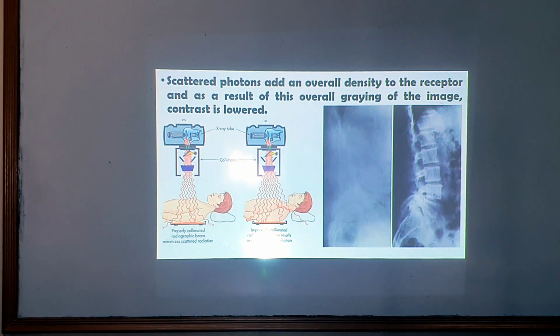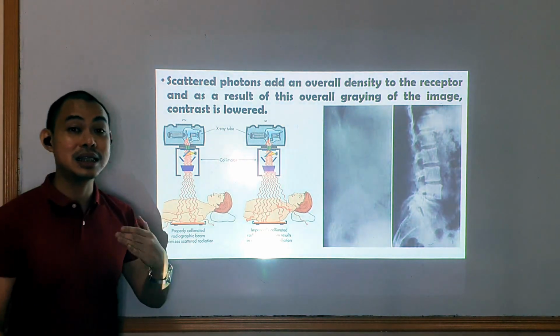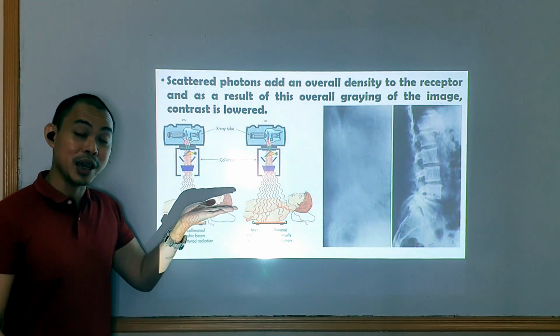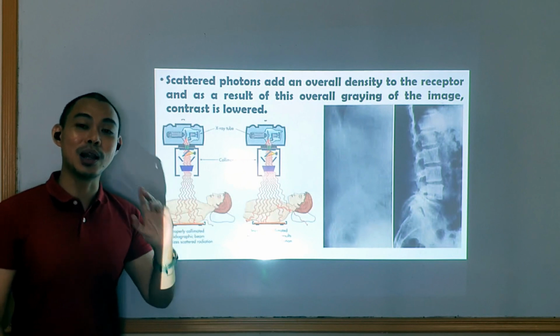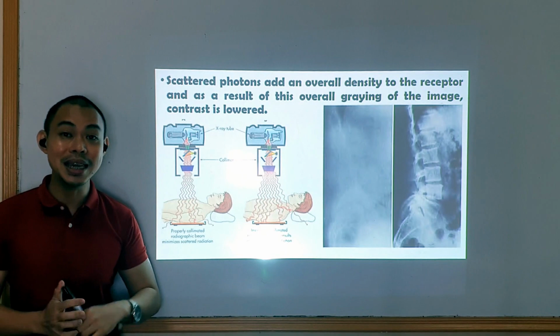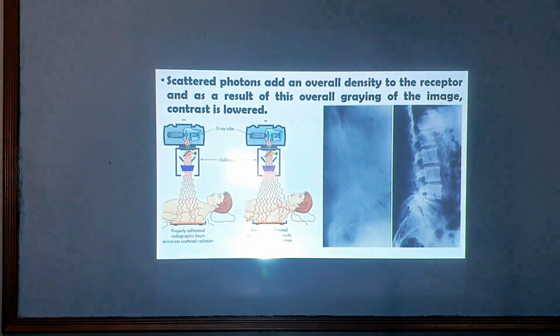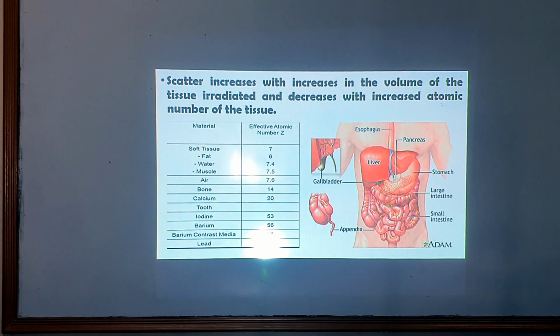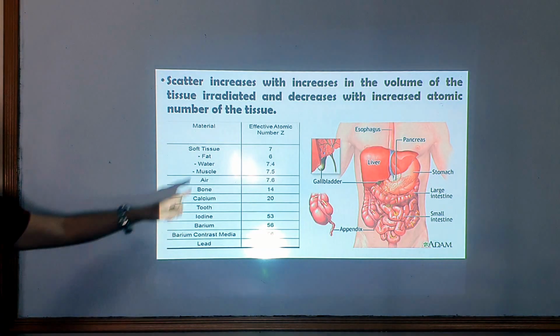That is why you need a grid for this, because the grid can absorb the scatter radiation that is produced, right? Because if there is a grid before the image receptor, it will absorb the scattered radiation. Therefore, your contrast will be improved. Are we clear?